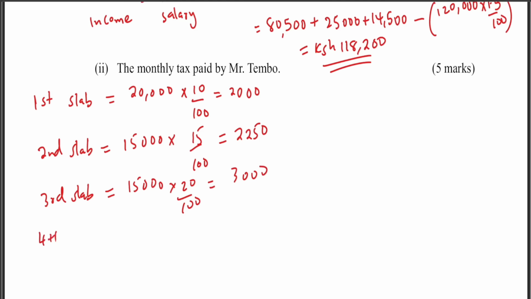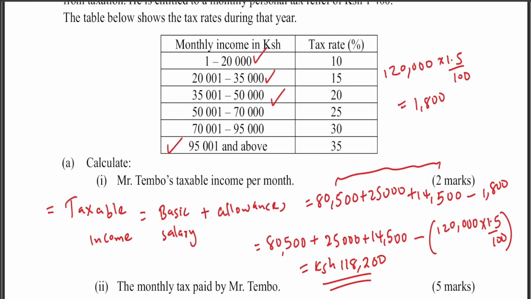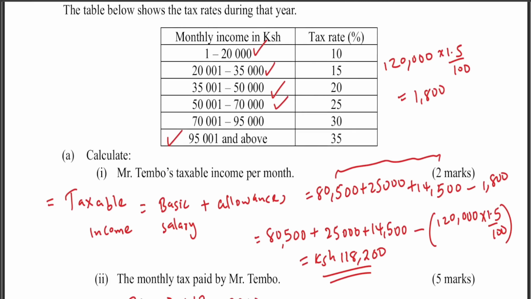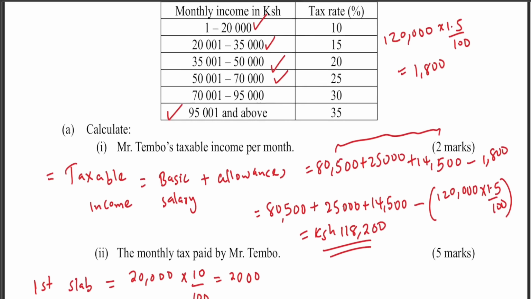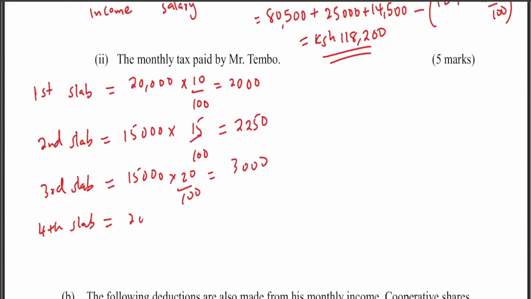Then we have the fourth slab, which most probably is still 15,000. No, it's not: 70,000 minus 50,000 is 20,000. So you should be very vigilant. The percentage is 25%, so it's 20,000 times 25%, which is 0.25 times 20,000. It should give you 5,000.